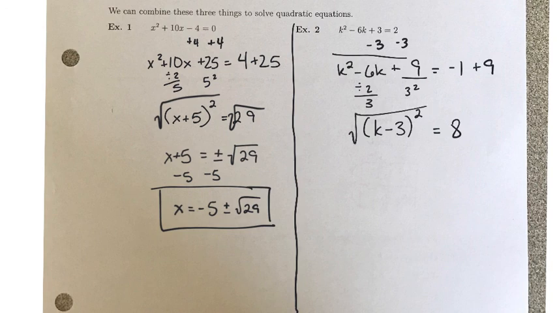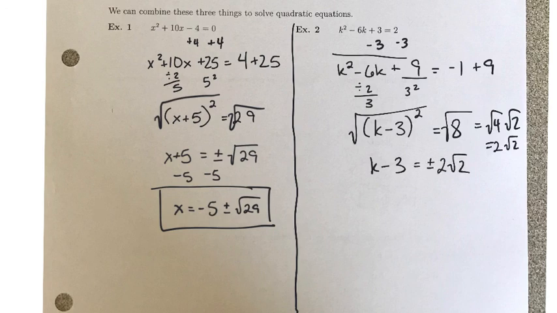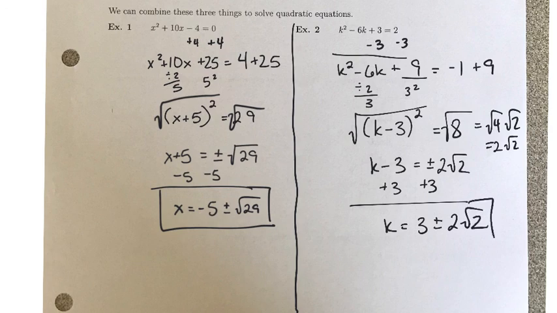In step 3, take the square root. We have k minus 3. The square root of 8 simplifies into 4 and 2. So this is 2 root 2. So we go over here and we have plus minus 2 square root 2. Add 3 to the front, and we get k equals 3 plus minus 2 root 2. And we are done. Okay, as we're going through this, don't be overwhelmed.